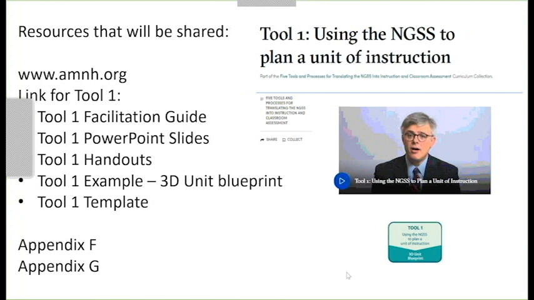At the American Museum of Natural History.org, there are all of the resources for the 5 tools and processes for translating, and for us it's the Arizona Science Standards, into instruction and classroom assessment. Because they're reaching a bigger audience, they're kind of looking at NGSS, but it's very easy to take that information and bring it to Arizona's standards.